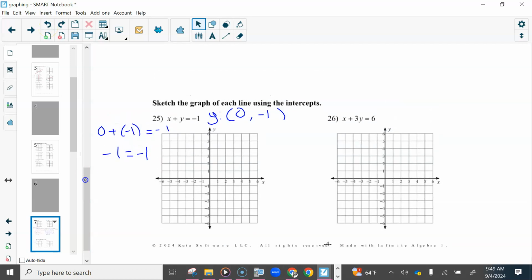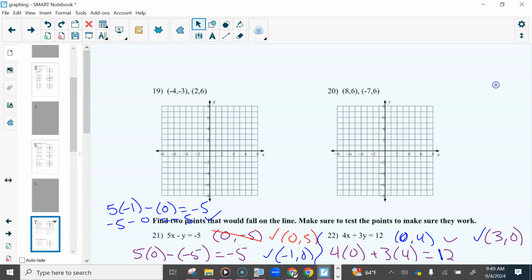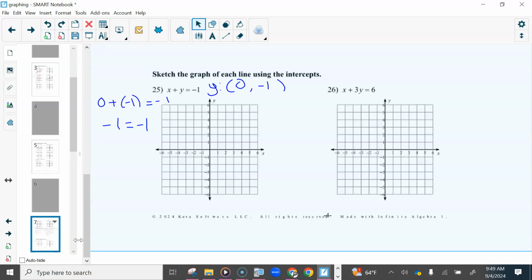Because I don't have this locked. Let's do that. Okay. No. I can't lock them anymore. Right. Negative 1.